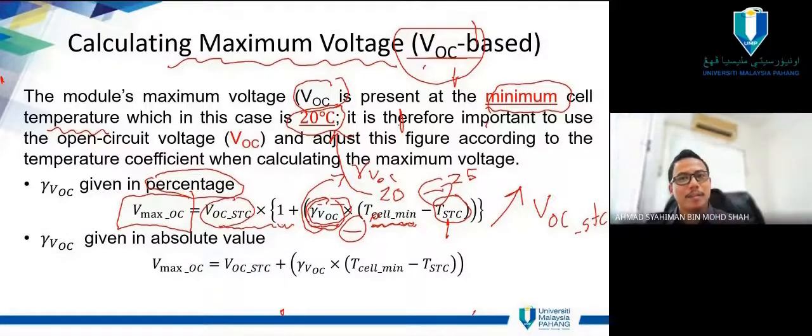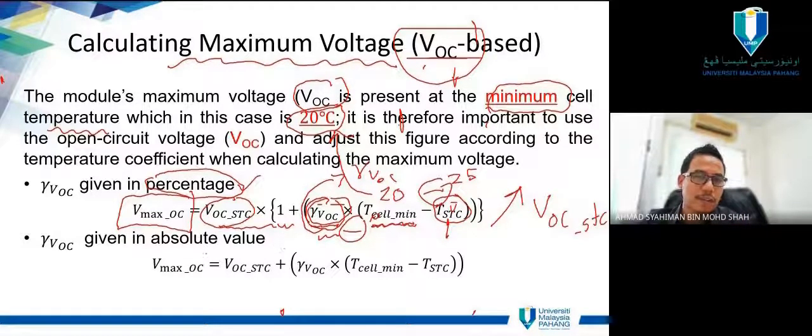Logik lah. Maximum voltage must be better than VOC lah. Dia akan tinggi lagi lah. Sebenarnya tadi 20 minus 25 dia akan jadi negatif, and this one also negative. Then negative plus 1 plus something. So if for example the VOC is 20, maybe 21.5. The value will become higher than the original VOC STC. Okay, that one is for the case of percentage.